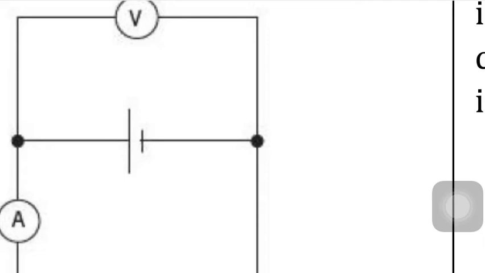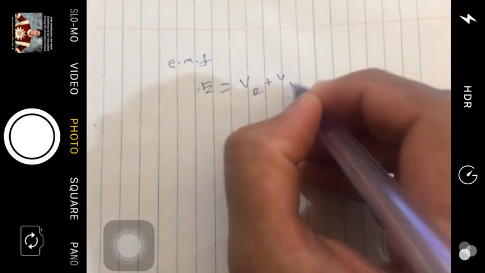The lost volts, the potential drop across the internal resistance, is increasing. Hence, the potential difference across the terminals, the terminal potential difference, will start decreasing. The EMF E is equal to V plus Ir.